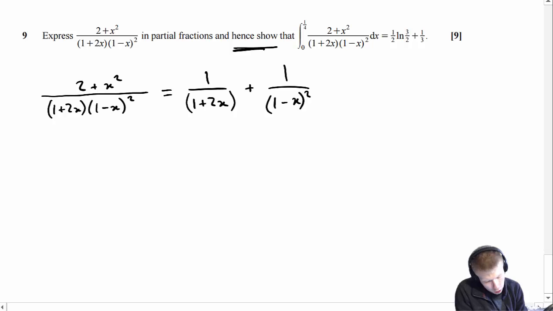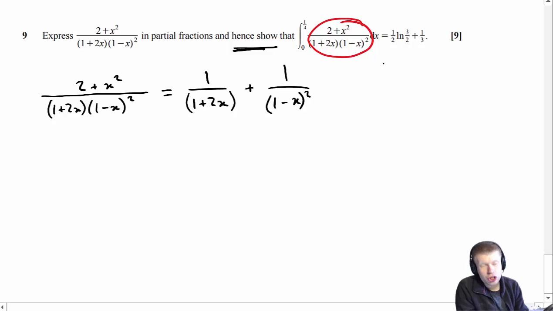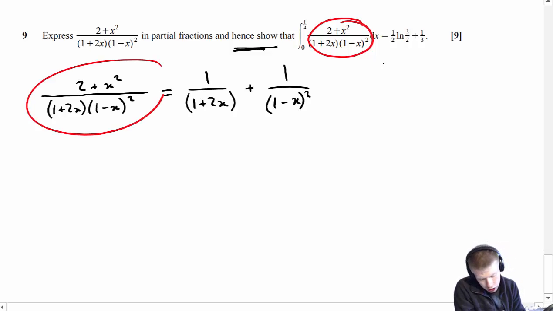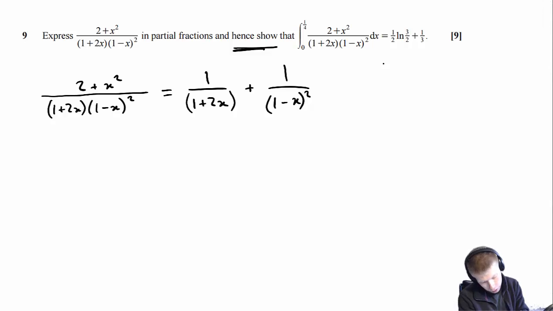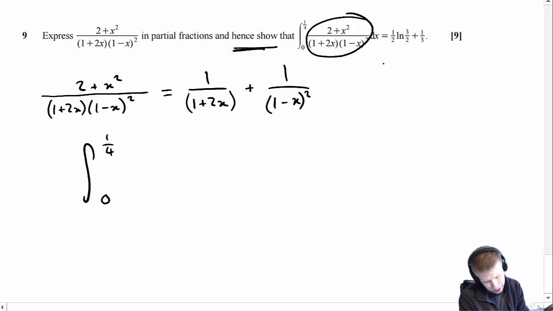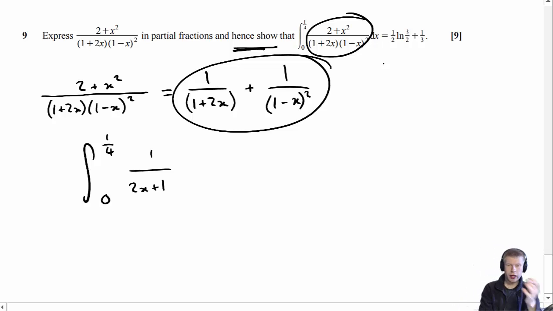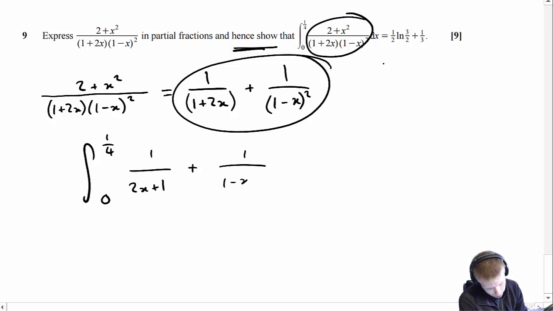Now it says, hence show that this integral here is equal to that. If you notice, the integrand, the thing which I'm integrating, is just what I've just found out. So all I need to do is replace that in there. I've got the integral between 0 and 1/4 of 1 over 2x plus 1 (writing it the other way around, not 1 plus 2x but 2x plus 1), plus 1 over 1 minus x all squared, with respect to x.